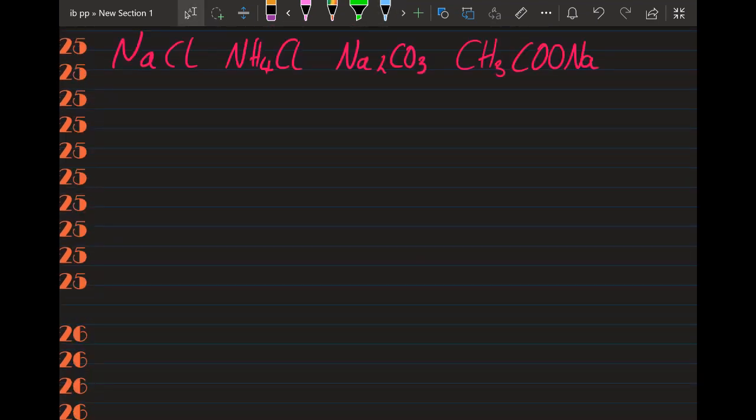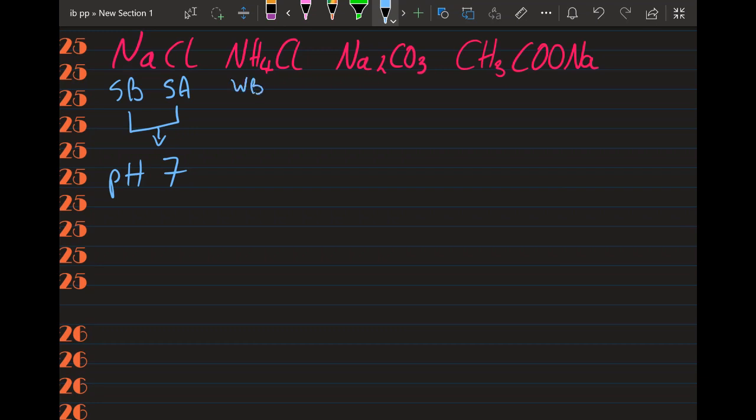25, increasing pH, okay. So underneath each one, I'm going to write if it was made from a strong or weak acid, strong or weak base. So sodium chloride's made from sodium hydroxide, that's a strong base, and hydrochloric acid, that's a strong acid. If it's a strong and a strong, that's going to give me pH of 7.